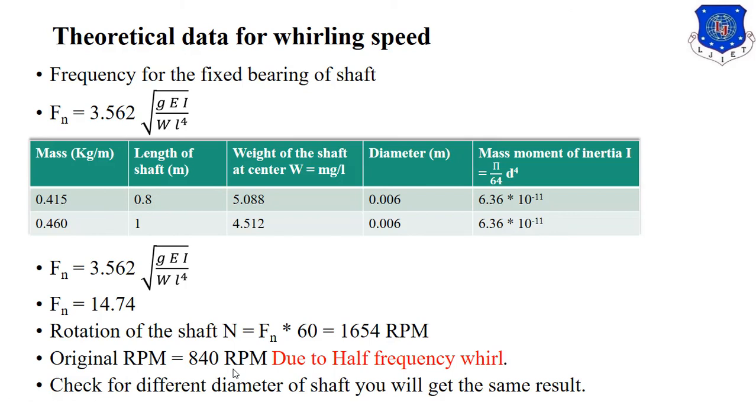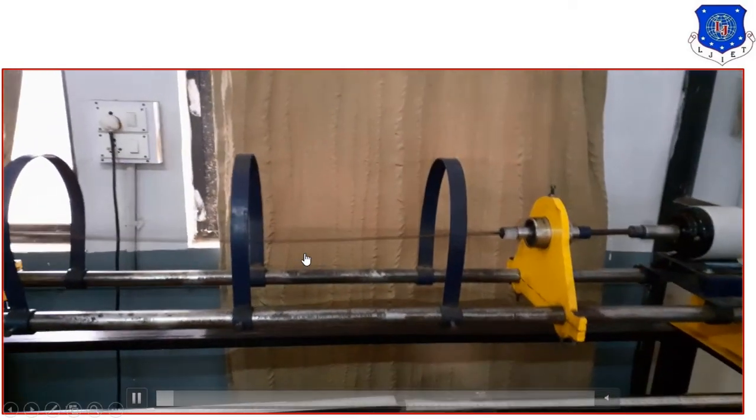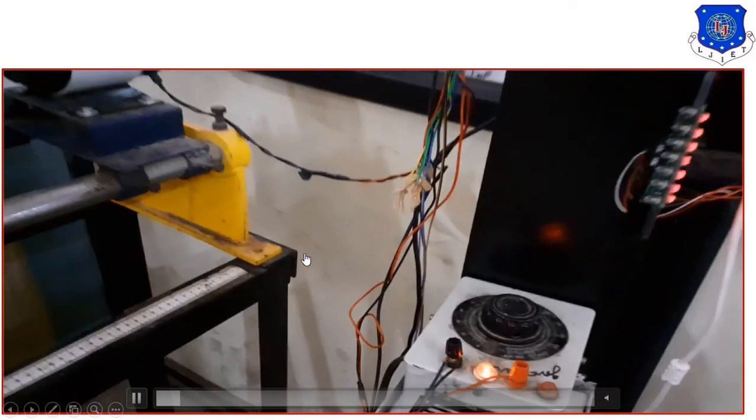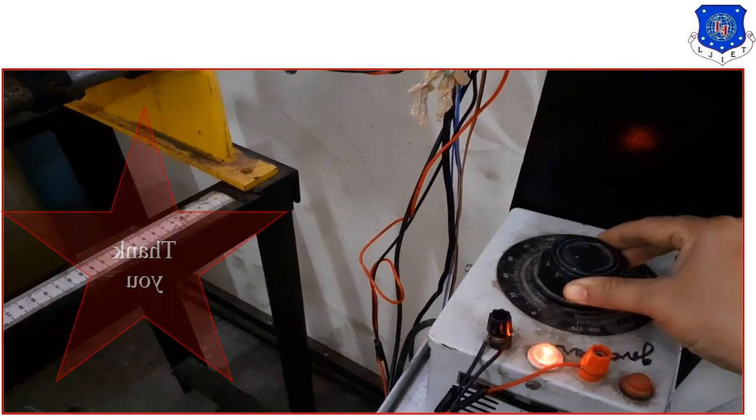So students, we can check for different diameters of a shaft in our practical session, and we can easily compare with the half frequency one. So students, this is our data, this is our whirling speed of shaft apparatus. If you have any query, feel free to ask me. Thank you so much.